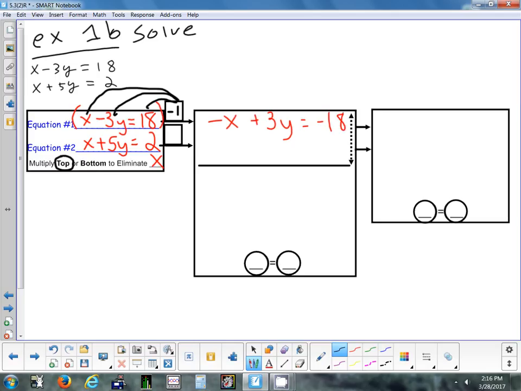What about the bottom equation? Trenton, what about the bottom equation? Just put it right below, right? We didn't do anything to it, we didn't change it, just bring it right over. x plus 5y equals 2. Good.